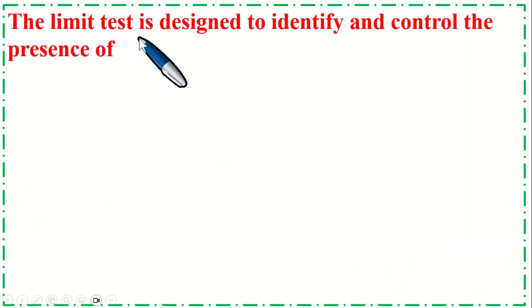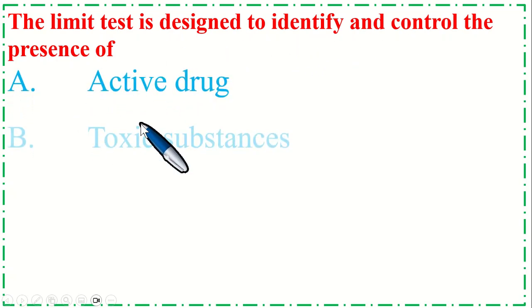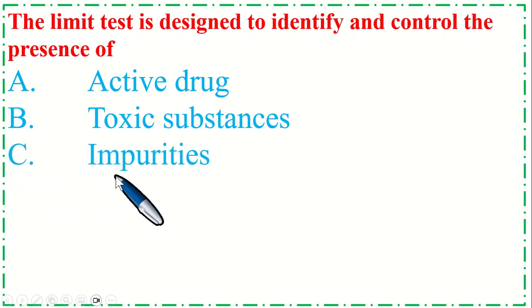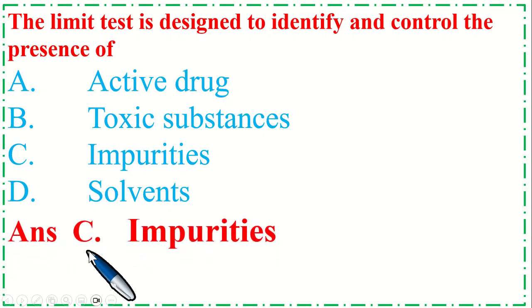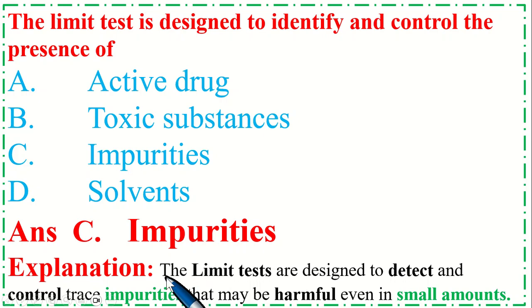The limit test is designed to identify and control the presence of: option A, active drug; option B, toxic substances; option C, impurities; and option D, solvent. So the correct option is C, impurities. The limit tests are designed to detect and control trace impurities that may be harmful even in small amounts.